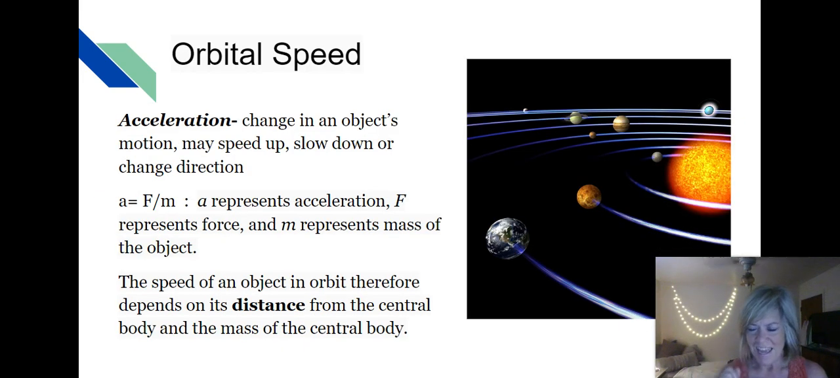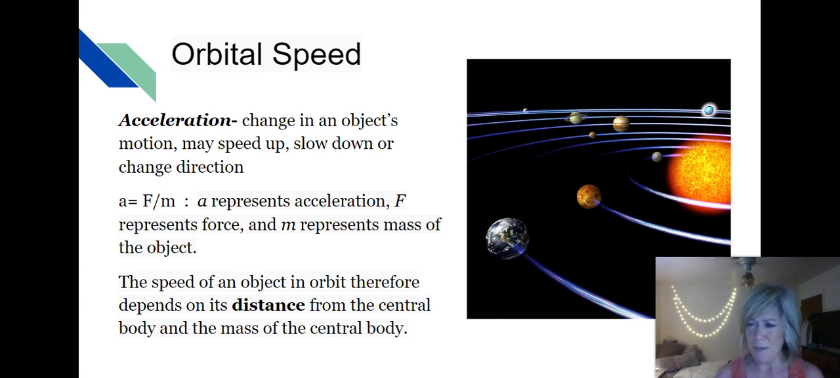Notice that it's highlighted. For orbital speed, you have acceleration, which is simply defined as a change in an object's motion. We think about accelerating as going faster, but acceleration means change. Simply change. It can change by speeding up, by slowing down, or by going in a completely different direction. When you have those three options, it can be any one of those. The formula is acceleration is equal to force divided by mass. So mass is important. It's definitely part of this calculation. The speed of an object in orbit, therefore, depends on its distance from the central body and the mass of the central body.